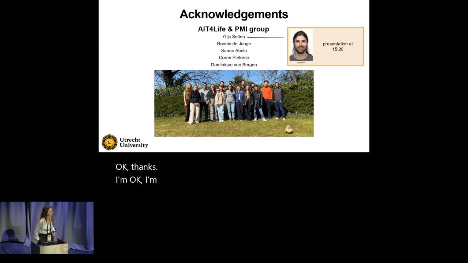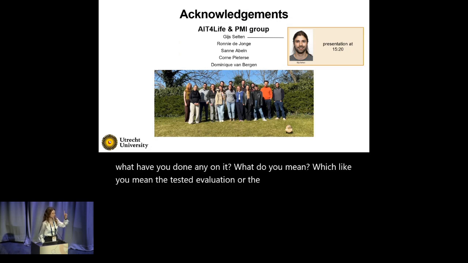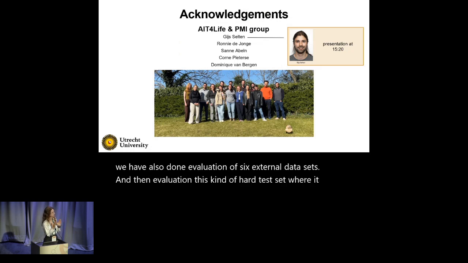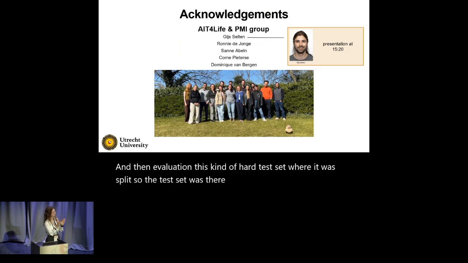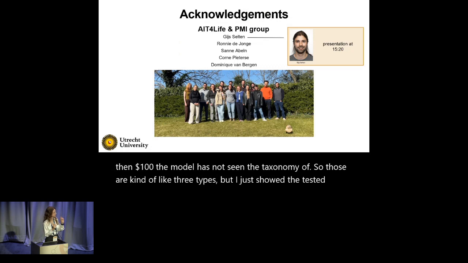I just wanted to ask about the evaluation. What do you mean? You mean the test evaluation? Yes. So the evaluation that I showed was a traditional train, validation, test split, but we have also done evaluation on 6 external data sets, and then evaluation on this kind of hard test set where it was split. So the test set there were random samples that were kind of easy, that the model has seen the taxonomy of, and then 100 that the model has not seen the taxonomy of. So those were 3 types, but I just showed the test set evaluation, which was a 60-20-20 split.